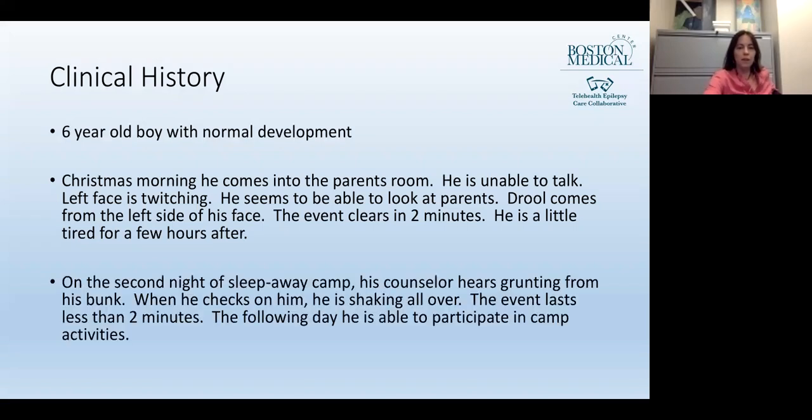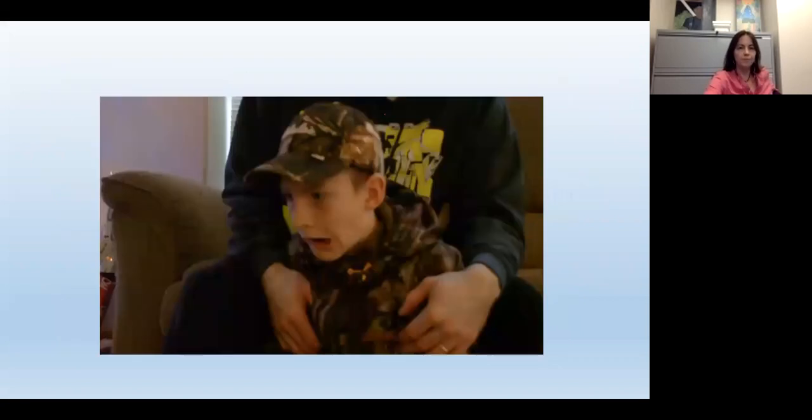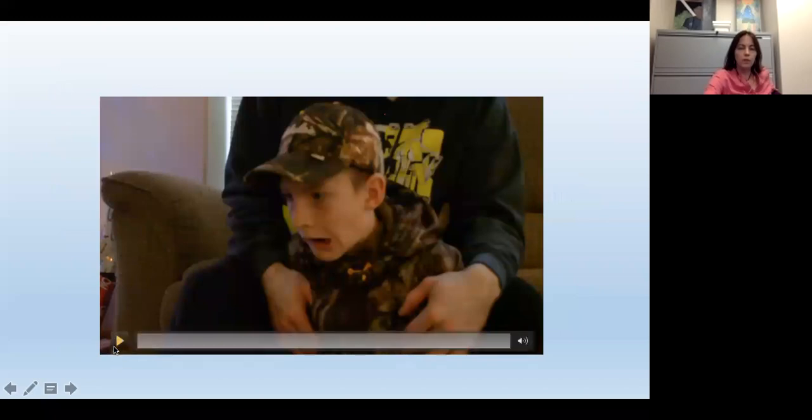On the second night, he's in a sleepaway camp. His counselor hears some grunting from his bunk. When he checks on him, he's shaking all over. The event lasts for less than 2 minutes. The following day, he's able to participate in camp activities and looks totally fine. So this is a typical story in children who have benign Rolandic epilepsy, and this is the name that I'm going to use today.